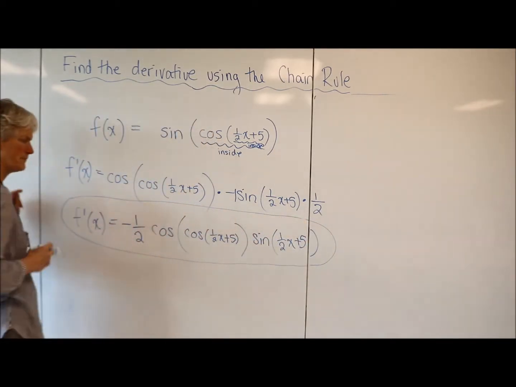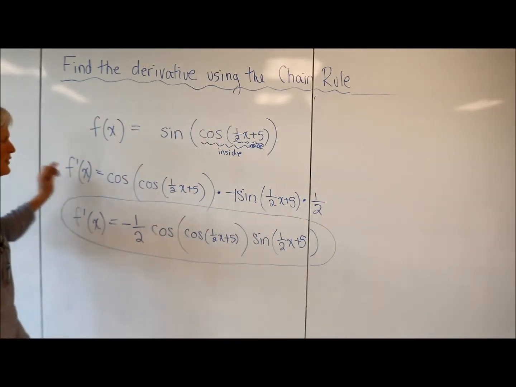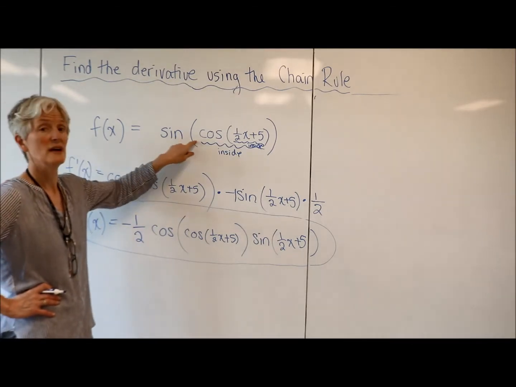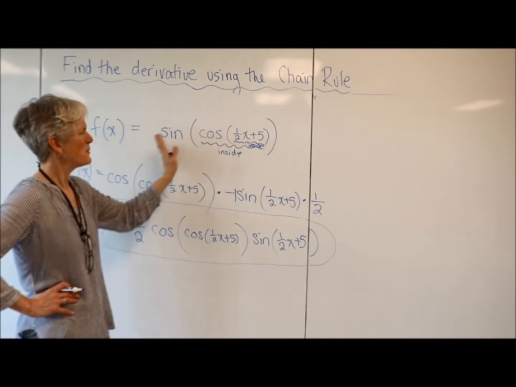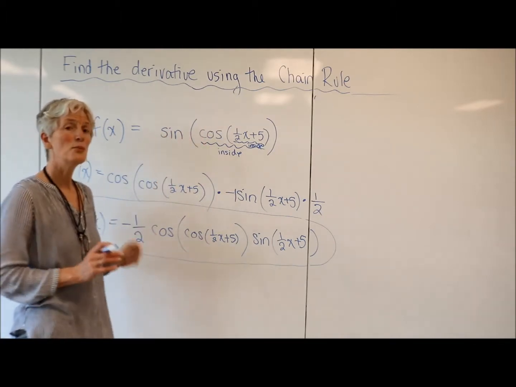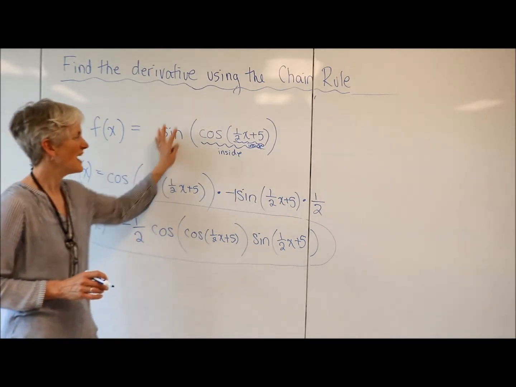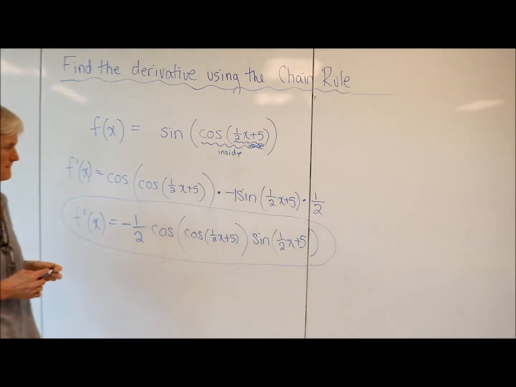Okay? Just be careful too. There's no multiplication here. This is the sine of this thing. Sometimes people want to do a product rule. Well, there's no product here. You're taking the sine of something. Okay? It's not an algebraic function there.